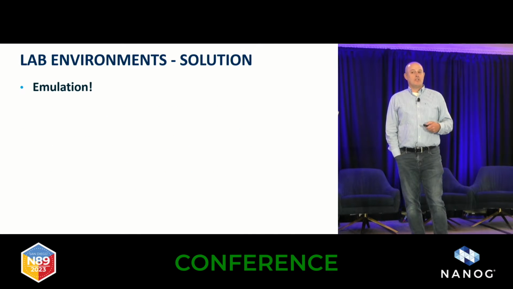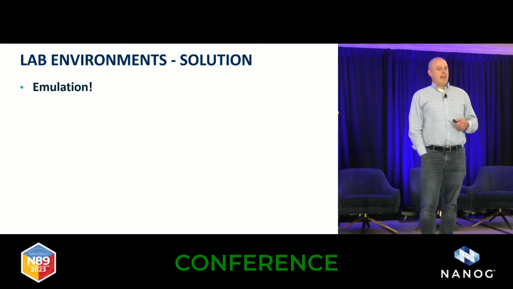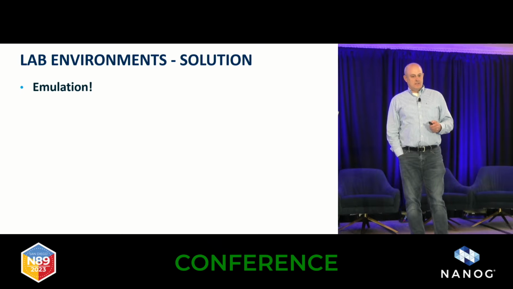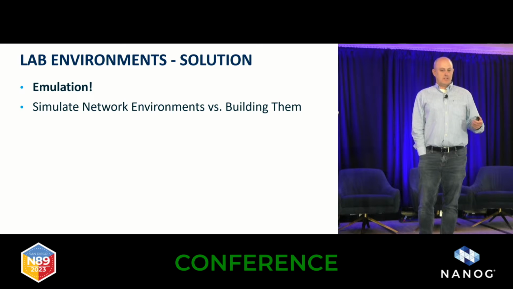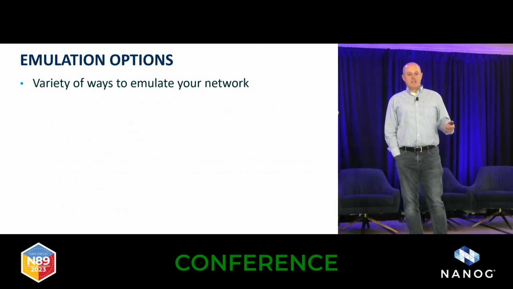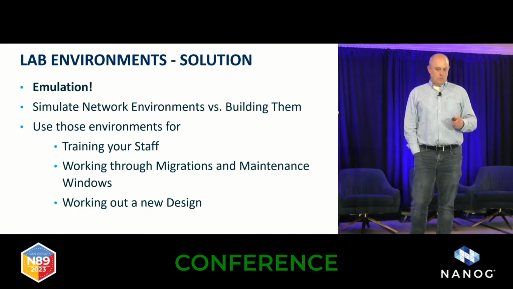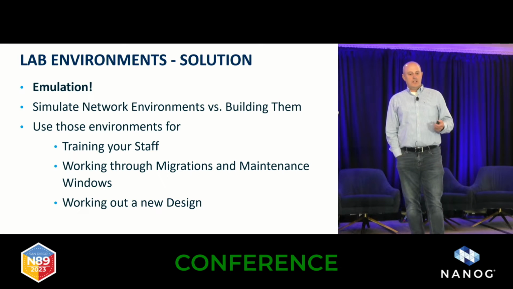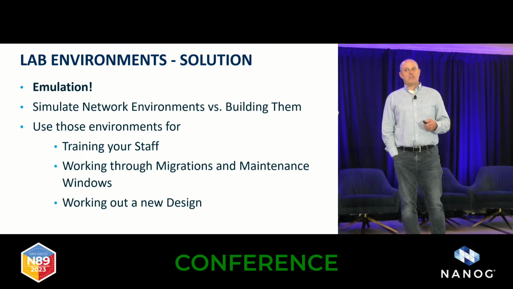So what's a potential solution? Let's look at our network infrastructure that we want to have in that lab environment, but emulate it. So we can build some simulation type environments to mimic our production networks. And we can use those environments for all those initiatives that we talked about. Training our staff, working through migrations and building good MOPs for those maintenance windows, and being able to test new technology or work through new designs without the hassle of having to get physical hardware to do that.